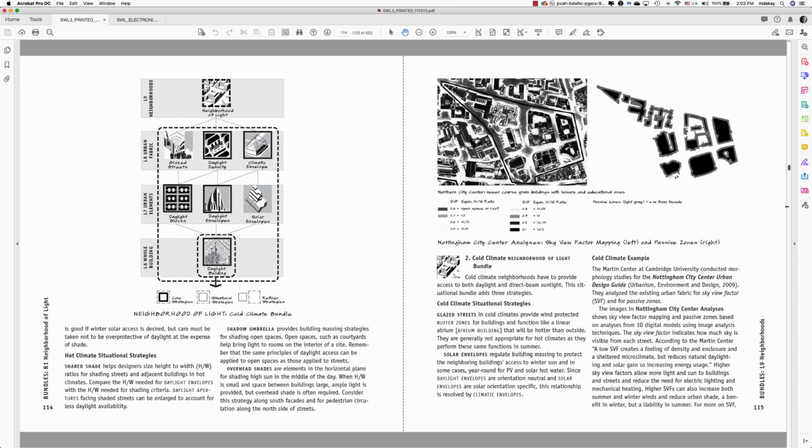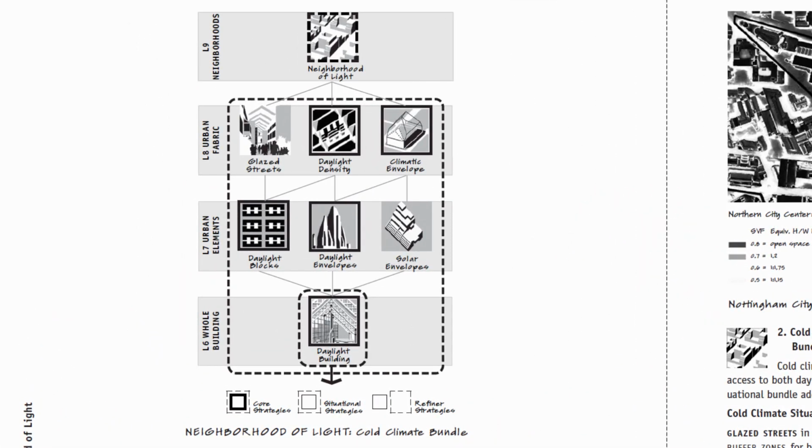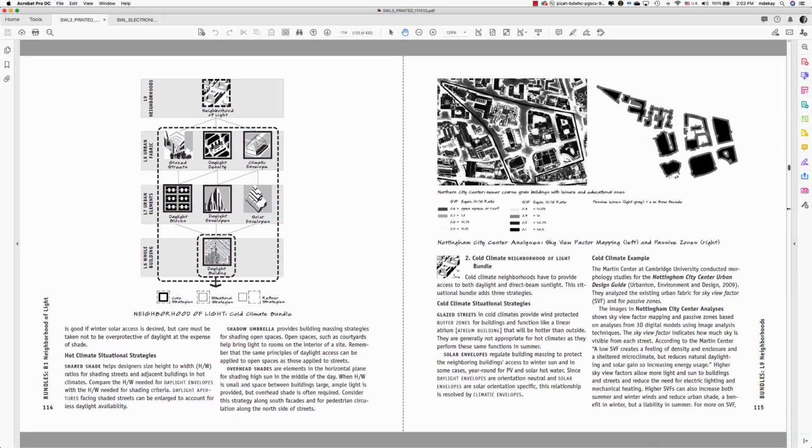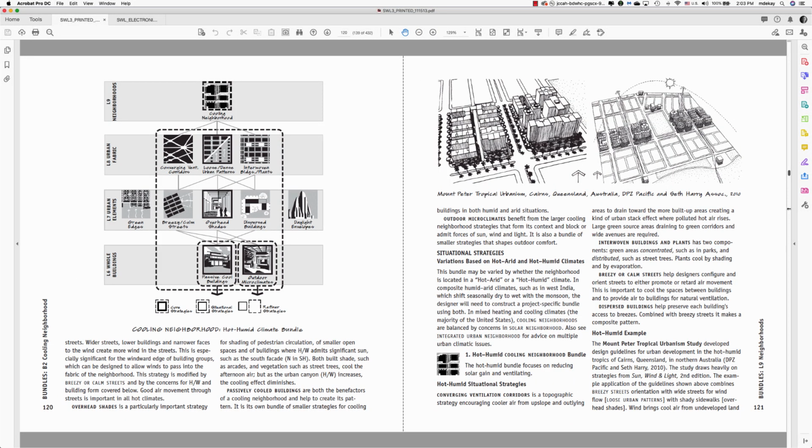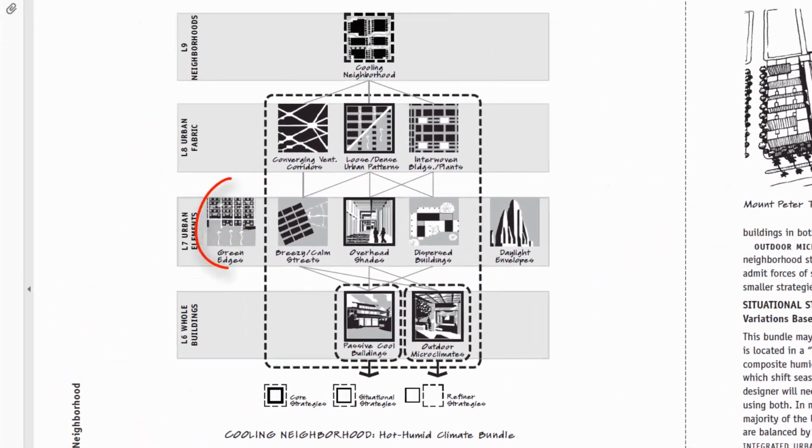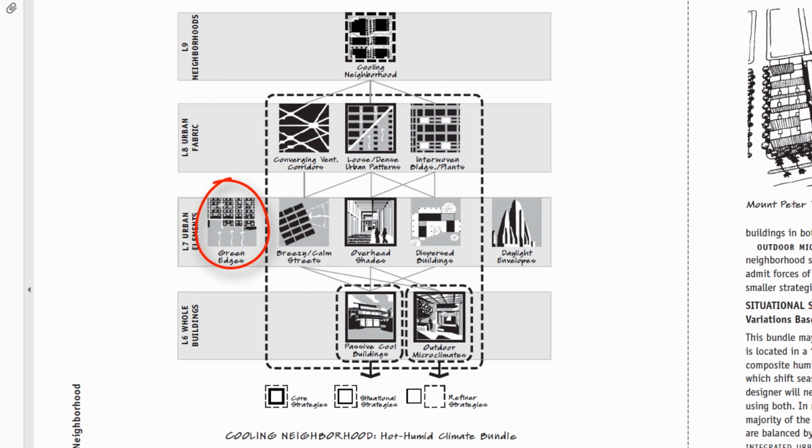For instance, here is the cold climate bundle, and you'll see some variations there. Now we include things like glazed streets and solar envelopes. Here's an example of a bundle that has another type. It has some strategies on the outside of the bundle wrapper, and we call those refiners. And that just means you can think about them. You might want to use them. You might not want to use them. They might help to refine the project and the performance that you're working on.